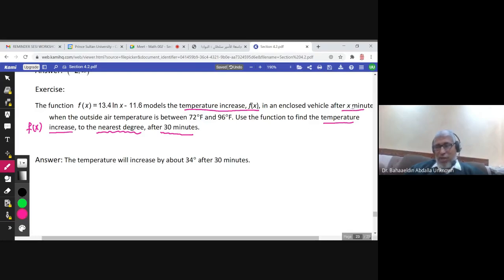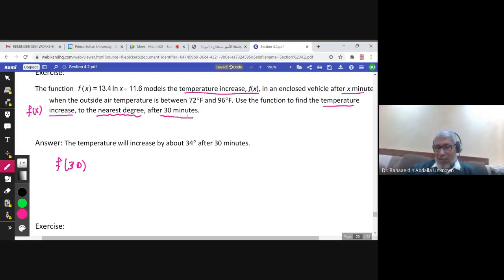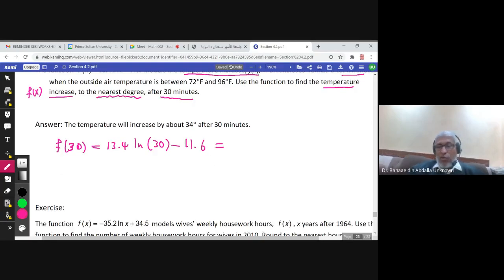Here x is the number of minutes. We need to find f of 30 because the number of minutes is 30. And if he said here after half an hour, for example, then you cannot replace x by half. You have to change it to minutes, because in the question he said after x minutes. So we need it in minutes. So f of 30 is 13.4 times ln of x, and you replace x by 30, minus 11.6. You find the answer using the calculator, and you will find that the answer, approximated to the nearest degree, is 34. So the increase in the temperature after 30 minutes would be 34 degrees.